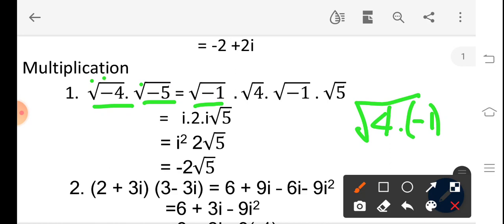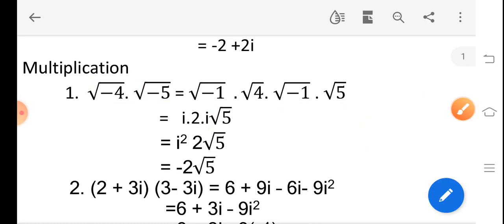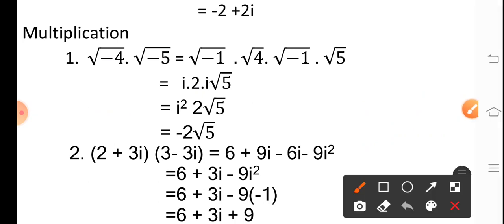It's the same with the square root of negative 5: we take out the square root of negative 1, or the imaginary number. So the square root of negative 1, by definition again, is i. So we have i, the square root of 4 is 2. Then again the square root of negative 1 is i. Then just copy the square root of 5. So i times i, just copy the base and add the exponents: 1 plus 1 is 2. So we have i squared. Then just copy 2 square root of 5.